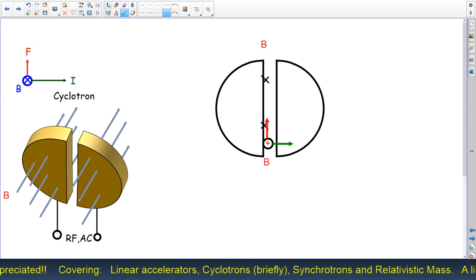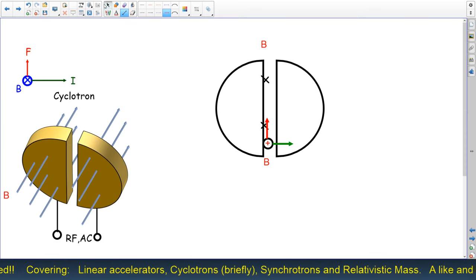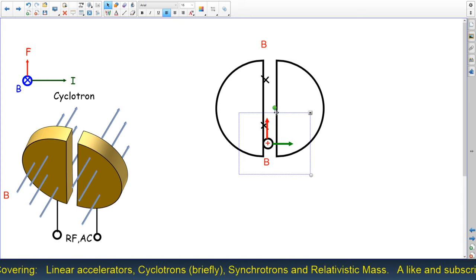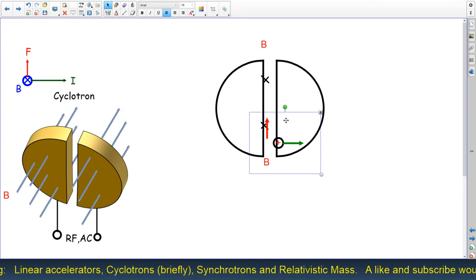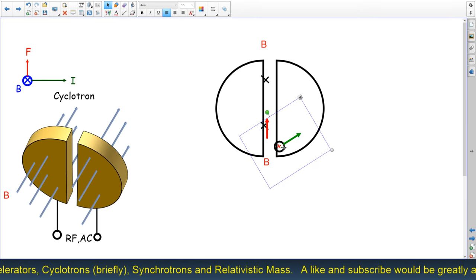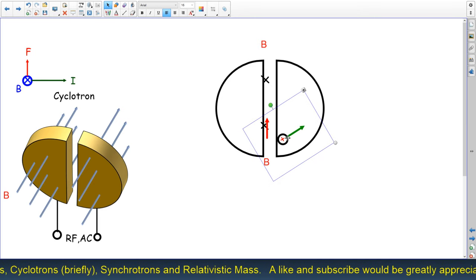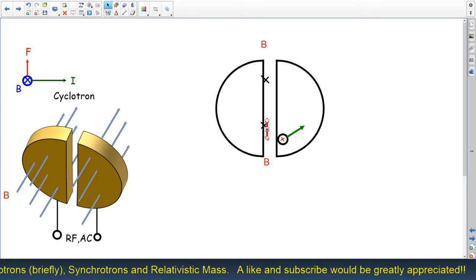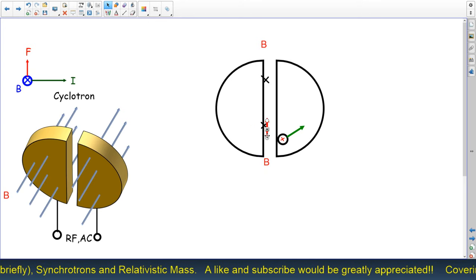Agreed? Hope so. Now, the force that's applied to it will cause it to change direction, because that's how it works. You know, that's what forces do. So it's going to change and maybe come a little bit like this as it travels across. But now, rotate your left hand slightly.